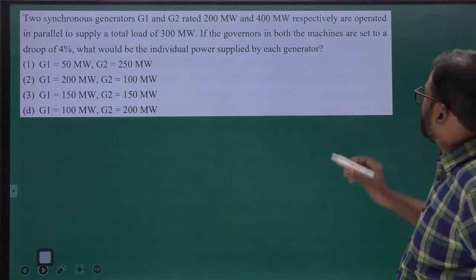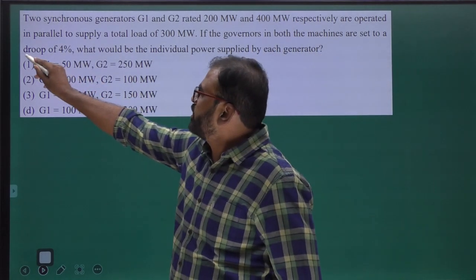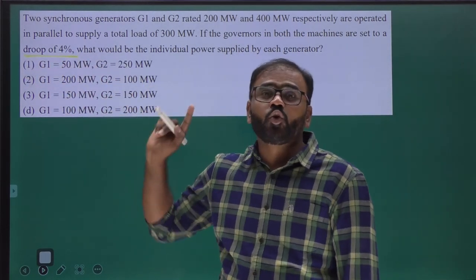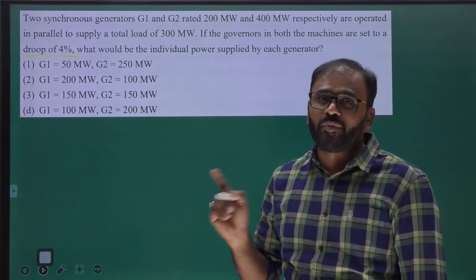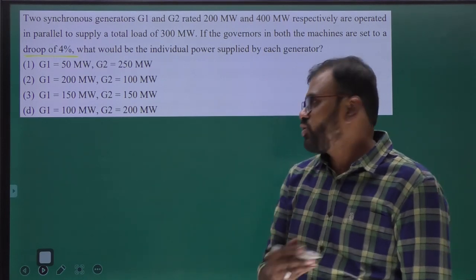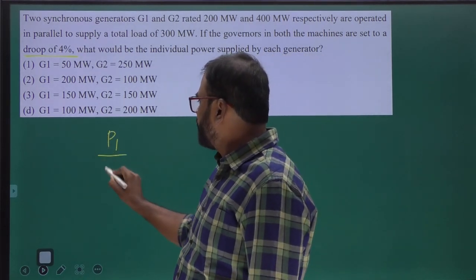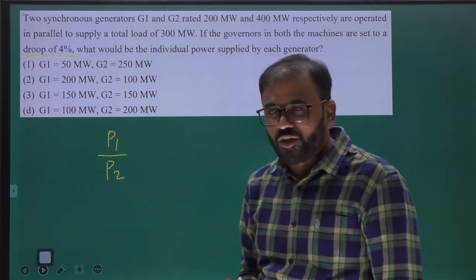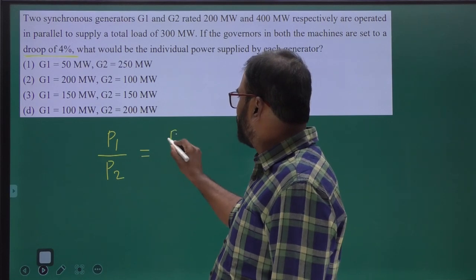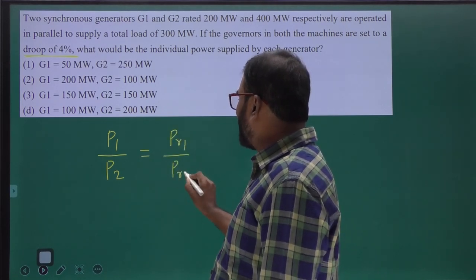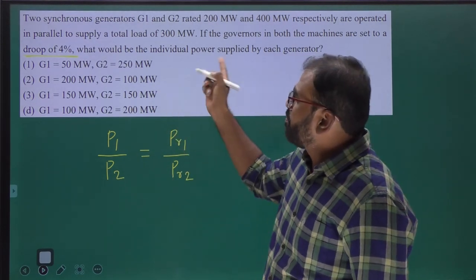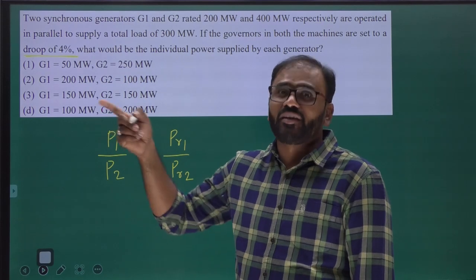Now if you notice in this question, the governor droops of both the machines are 4%. If the governor droops are the same for both the machines, then they will share the load in proportion to their rating. Means P1 divided by P2, where P1 is the power shared by unit 1 and P2 is the power shared by unit 2, is equal to PR1 by PR2. Now when can I write this conclusion? If all the generators have the same percentage droop or the same regulation constant.